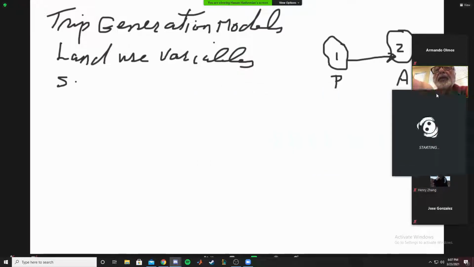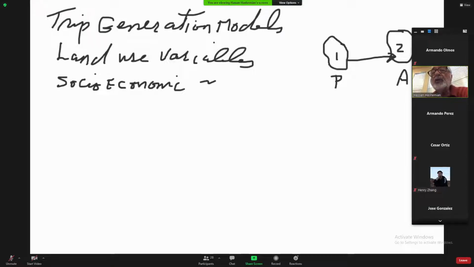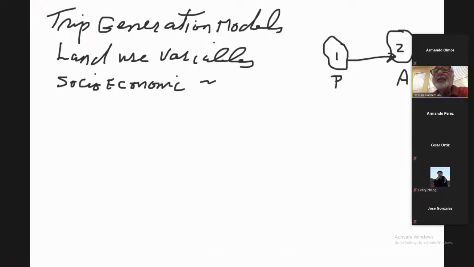and socioeconomic variables. Okay, so land use variable, what is the land use? For instance, if it is zone number 1 residential zone, that's the land use. And the socioeconomic variables depend on, we talk about that, the income of the people, age, gender, family size, car ownership. These are all socioeconomic variables.